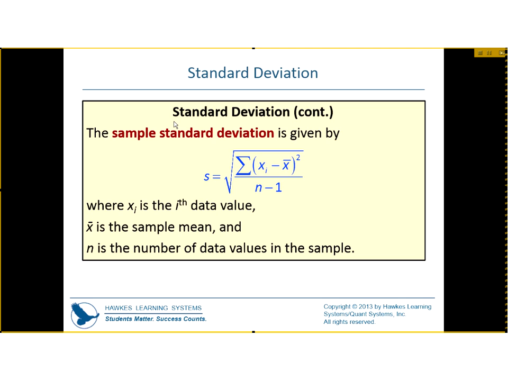So let's look at the sample standard deviation. S equals the square root of the summation of (x_i minus the mean) squared over n minus 1. The only difference in the two formulas for population and sample is the n minus 1 on the bottom for the sample, and the n on the bottom for the population. In the sample you subtract 1 on the bottom, and in the population you don't.